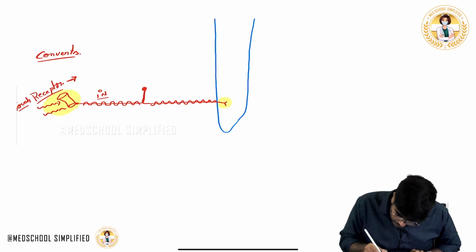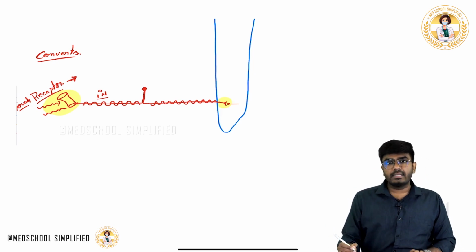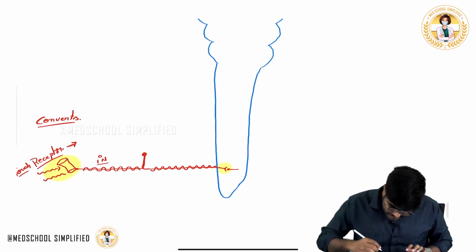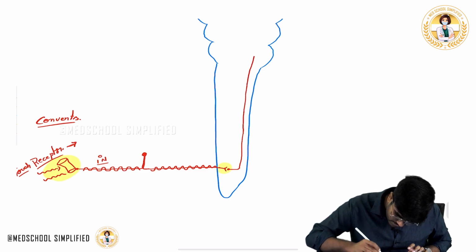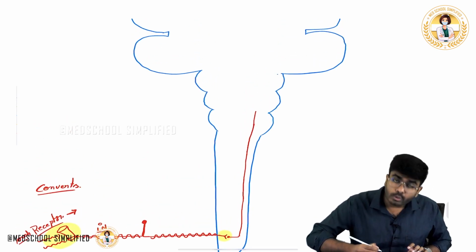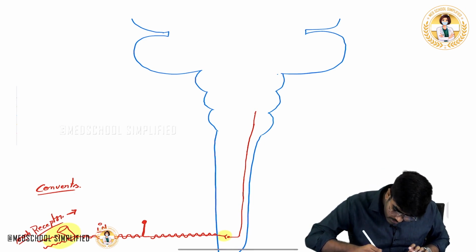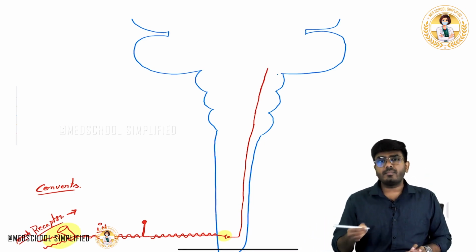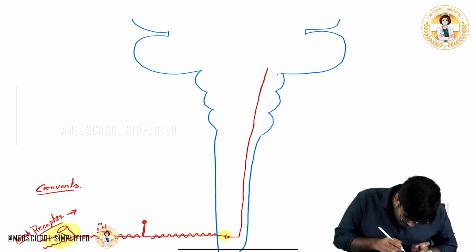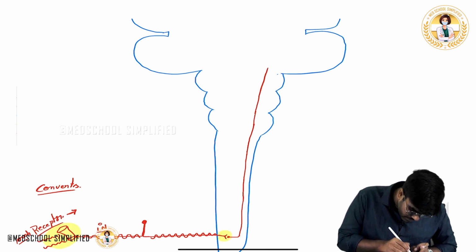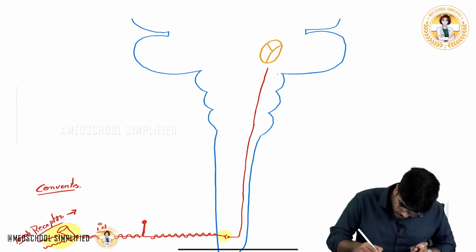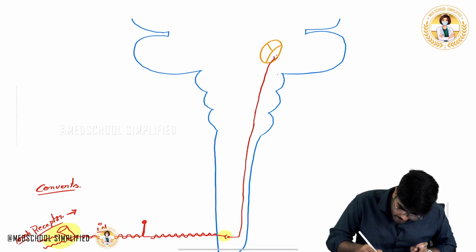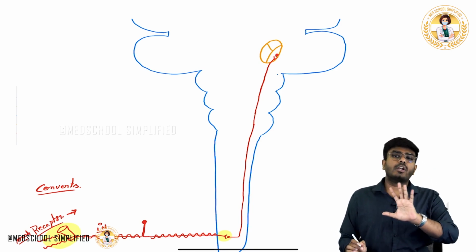Now from here what will happen? The second order neuron will start. Now the second order neuron is going up like this. In the spinal cord the second order neuron is going up, entering into the medulla, going into the pons, going through the midbrain, and here in the brain there is this one structure called the thalamus. Here the second order neuron will be terminated. Now the second order neuron function is completed.